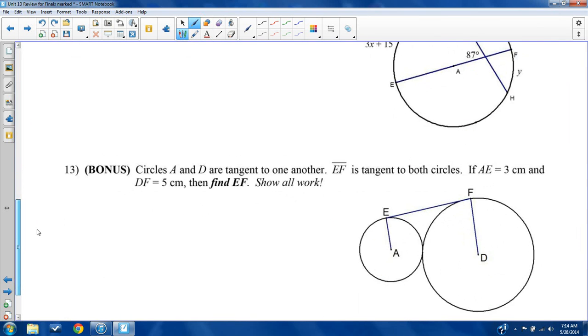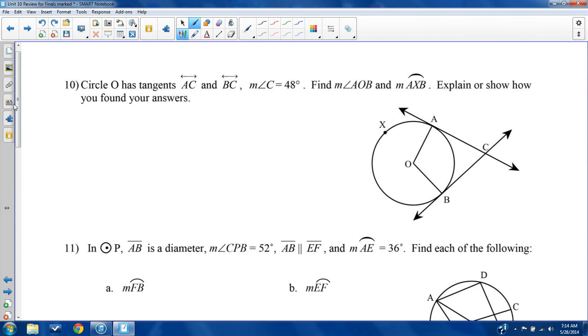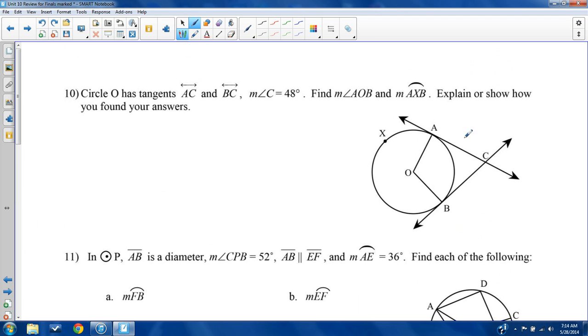Okay, and final side right here. Let's see how quickly I can get through this. Circle O has tangents AC and BC. Tangent lines with radii automatically mean right angles. I need you to know that. Well, it's not part of the circle stuff. That's the problem. So that's why I need you to know it.